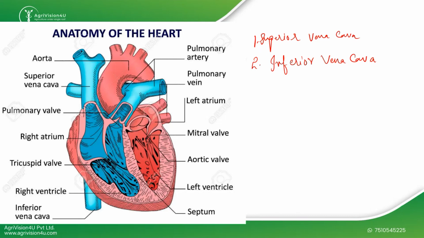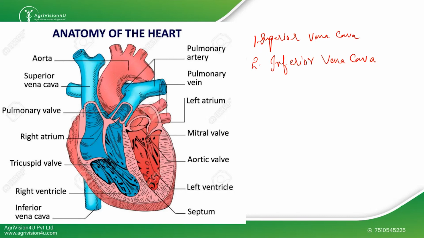Then we have the left side of the heart. Again, it has two chambers, the left atrium and the left ventricle. The left atrium is thin walled and low pressure, and it receives the oxygenated blood from the lungs through the pulmonary veins. This is the only exception in the body where a vein carries oxygenated blood. Blood from the left atrium enters the left ventricle through the mitral valve, which is also known as the bicuspid valve. The wall of the left ventricle is very thick, and the left ventricle pumps the oxygenated blood into different parts of the body through the systemic aorta.